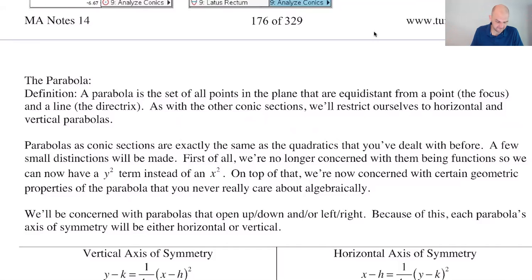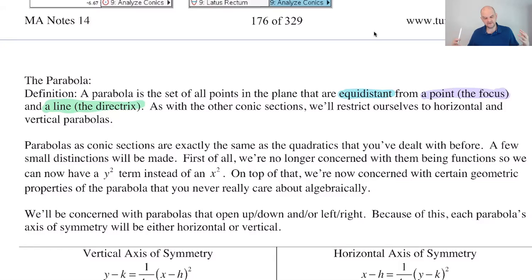So let's see, the definition of a parabola. A parabola is the set of all points in a plane that are equidistant from a point, which is the focus, and a line, which is called the directrix. So it's a set of all points in the plane that are equidistant from a point, which is the focus, and a line, which is the directrix.